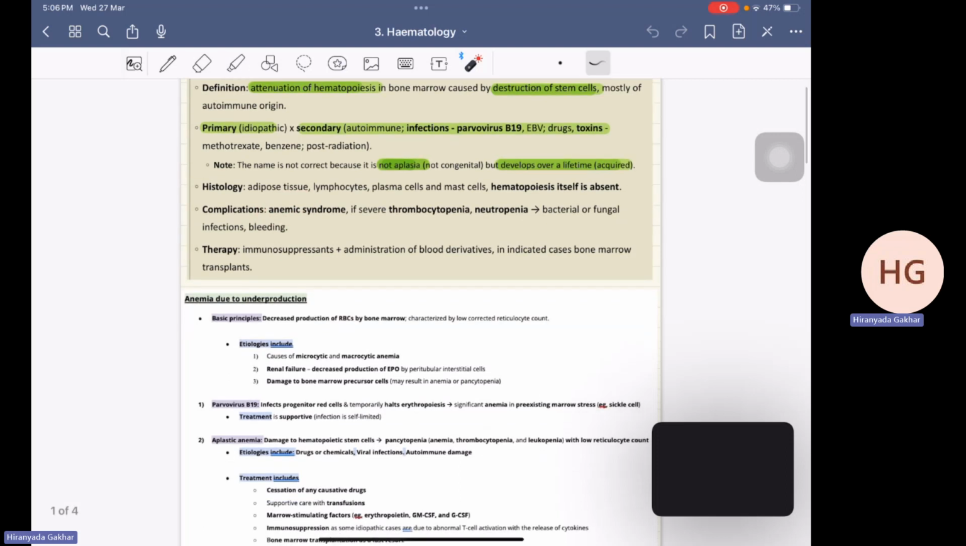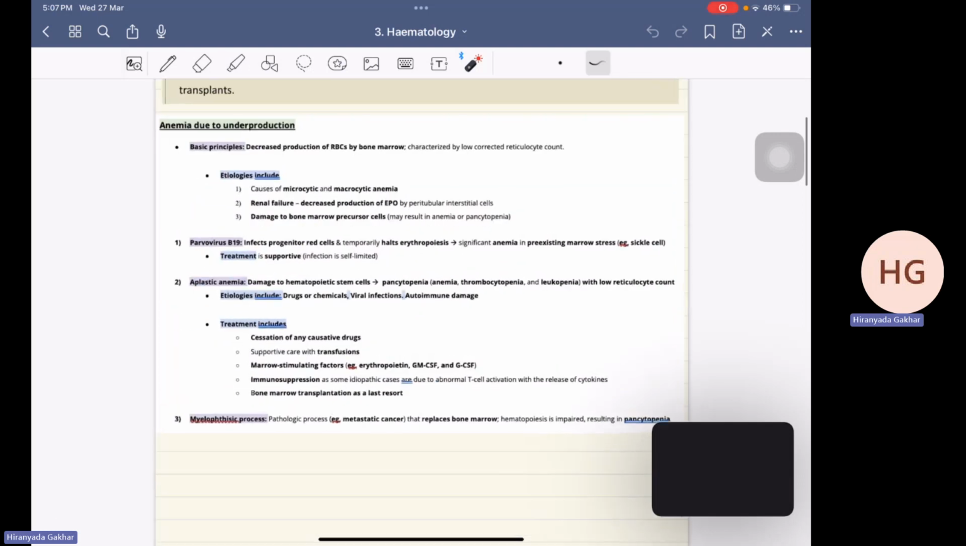Therapy for this includes immunosuppressants because, as I mentioned before, it is usually autoimmune. The therapy also includes treatment of infections if the etiology is infectious, and administration of blood derivatives to manage the symptoms mentioned above. In case it is very severe and irreversible, a bone marrow transplant is indicated.